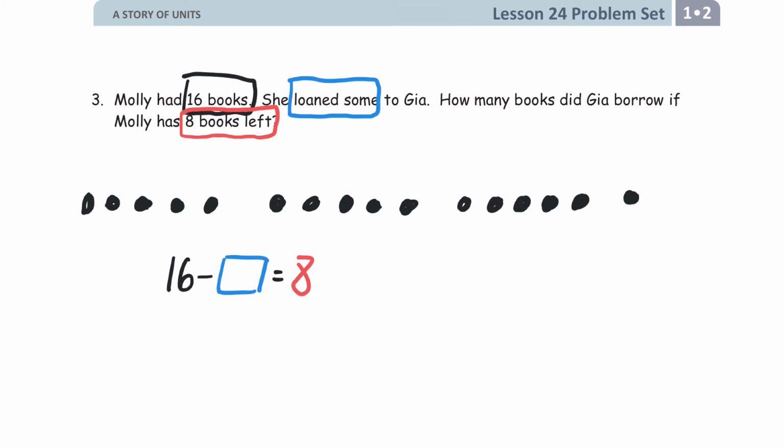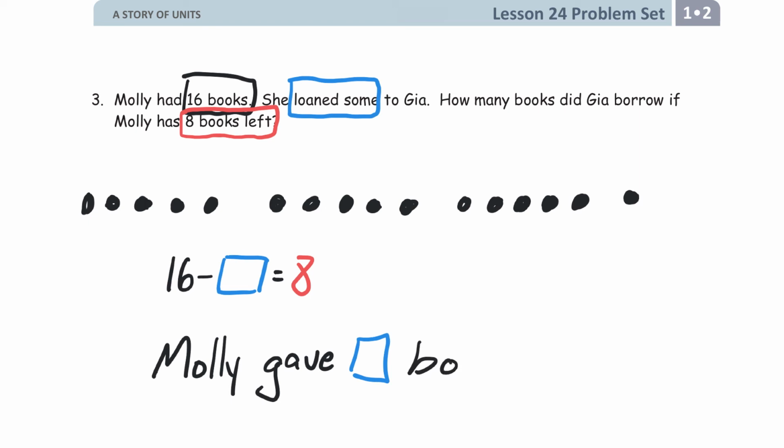And if we were going to write out a sentence for this, for our answer, it would say Molly, M-O-L-L-Y, gave, and then that's our mystery number. So, books away.